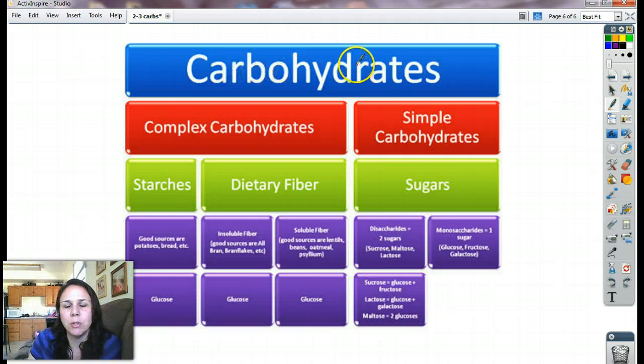So carbohydrates come in two chunks, complex and simple. Simples are sugars, either mono or disaccharides.